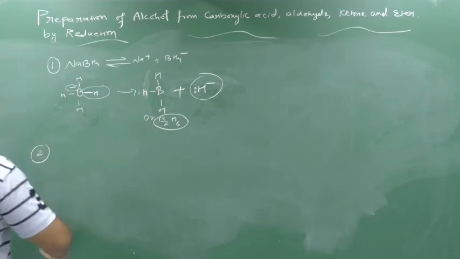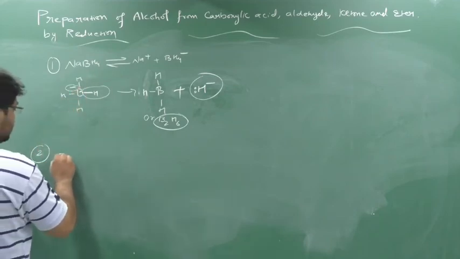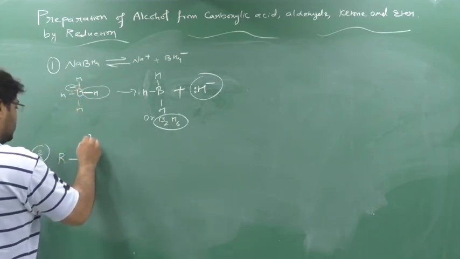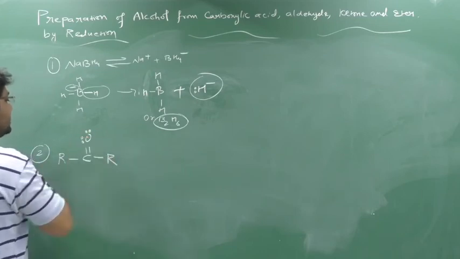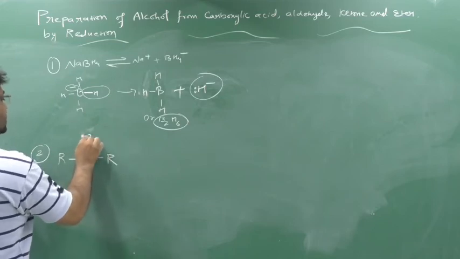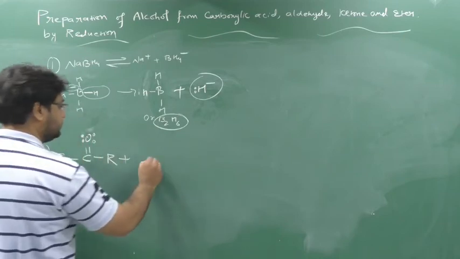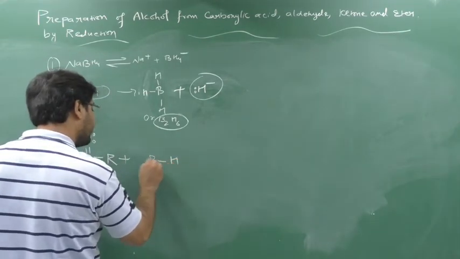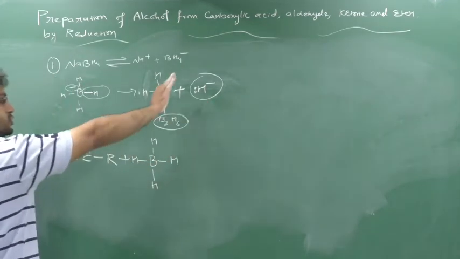What happens? Suppose I am taking the example of a ketone. You can take an example of any other and you can do it at your home. So R, C double bond O, R. Here 2 lone pairs will also be there. Now what happens, you know? This BH4 minus will come. Okay? How H minus is generated, you understood, no?